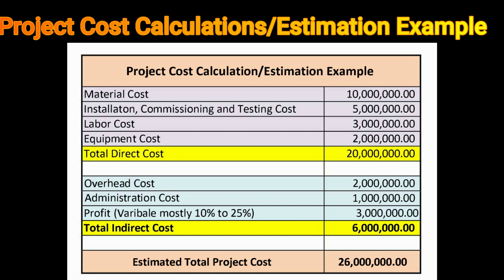Next is overhead cost. Let's say for this project it's $2 million. And the administration cost is $1 million, and a contractor is adding his profit, let's say $3 million. So total indirect cost will be $6 million. Now the total estimated project cost is $26 million.